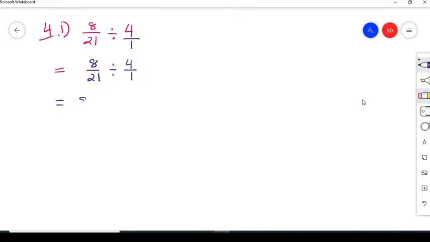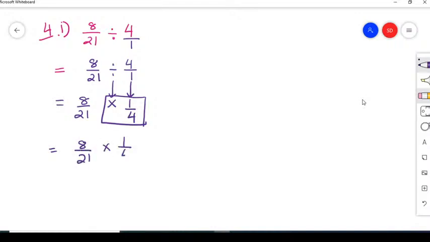Now see what is happening. Two things will happen together, not before and after. It has to take place in the same step. This division will become multiplication and the second fraction will become its reciprocal. This is a simultaneous change. Both have to occur together. So 8 by 21 into 1 by 4.